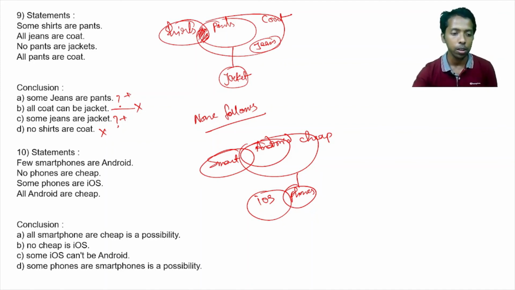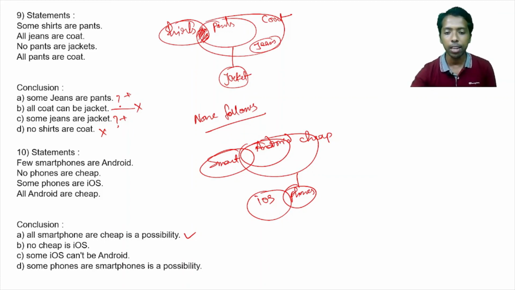Again, for the conclusion, mains level question, you can say all smartphones are cheap is a possibility. Yes, definitely true. Some smartphones are Android. All Android are cheap. That means from here we can understand that some smartphones are cheap as well, but all smartphones are cheap is a possibility. Yes, definitely possible because some smartphones are cheap is given as a statement. Now all smartphones are cheap is a possibility. Yes, it's surely a possible case.